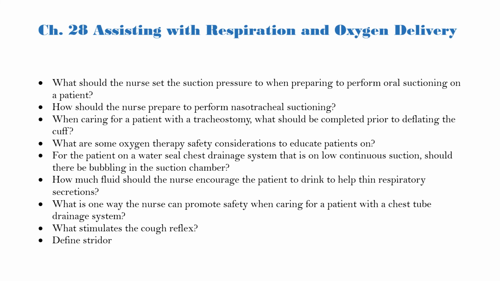What should the nurse set the suction pressure to when preparing to perform oral suctioning on a patient? We can see this information on page 533, and it's going to be in the bolded text. The suction pressure should be set between 80 and 120 millimeters of mercury. Oral suctioning is usually tried before nasopharyngeal suctioning because it's a more comfortable procedure for the patient.